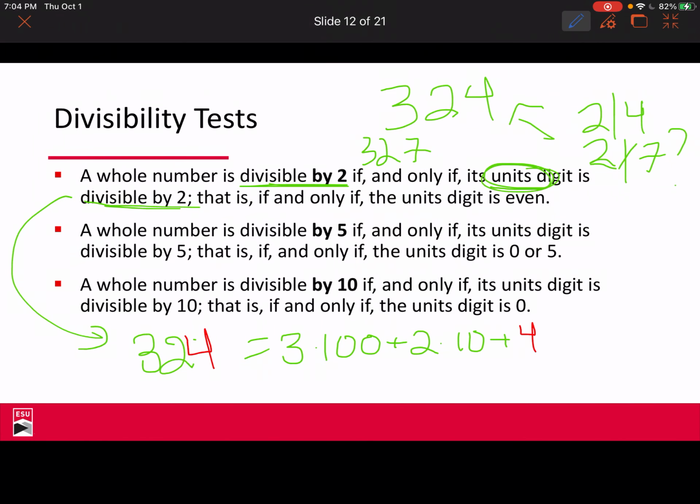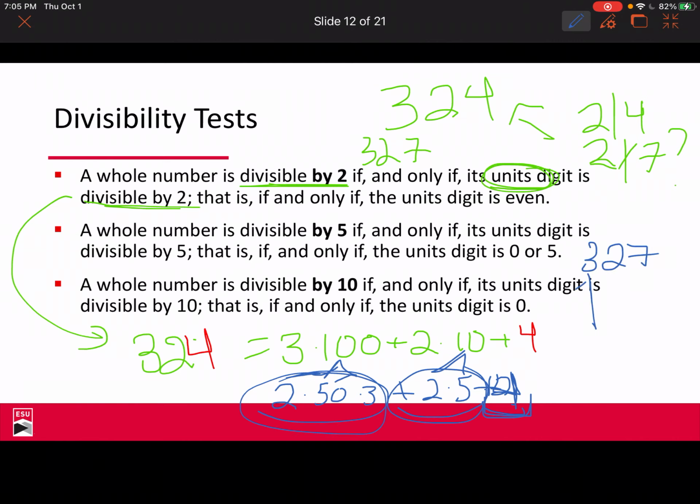So I can rewrite this 100 as 2 times 50 times 3, plus this 10 as 2 times 5 times 2, right? So there's the 10. And that 100, I guess, fix my lines. Well, we know that 2 divides this piece, and 2 divides this piece. The only piece we need to check is this here, and that's not a 2, that's a 4. So that's the same with 327.